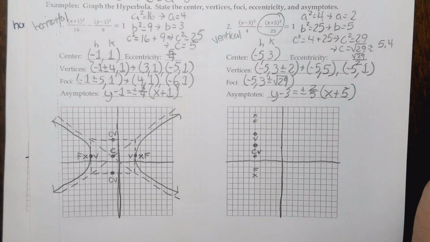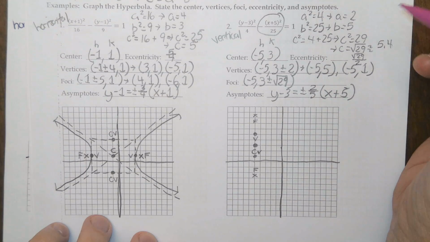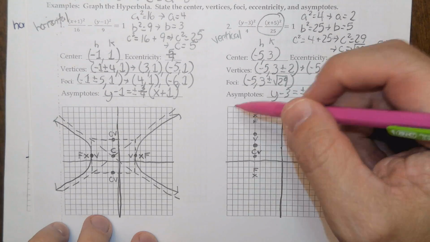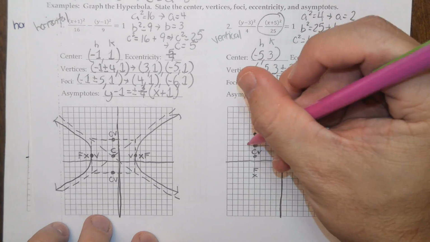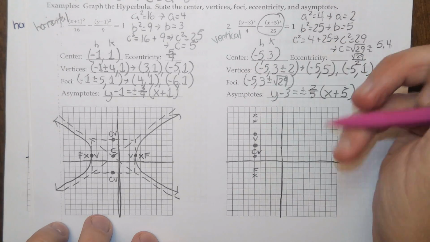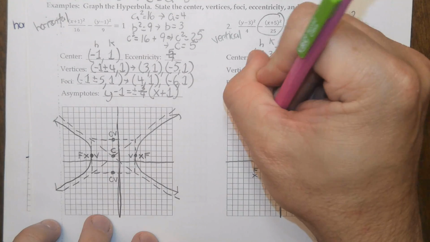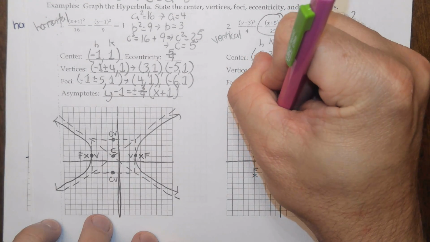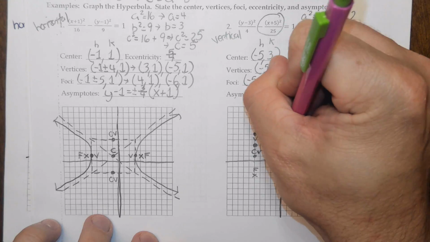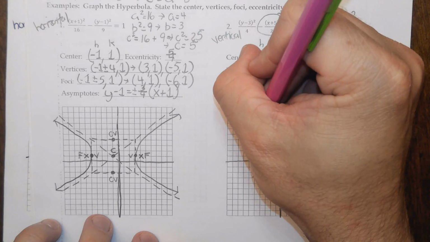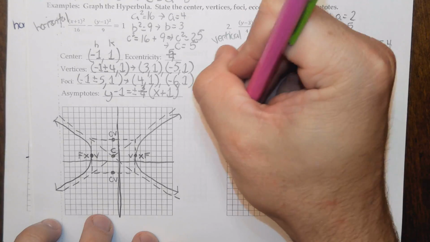Now, the only reason we're going to do our co-vertices is to help us draw our rectangular box, to help us draw our slant asymptotes. Our conjugate axis is going to be left and right b this time, because our transverse axis is vertical. So we're going to go over 5 to the co-vertex there, and then left 5 as well from the center.